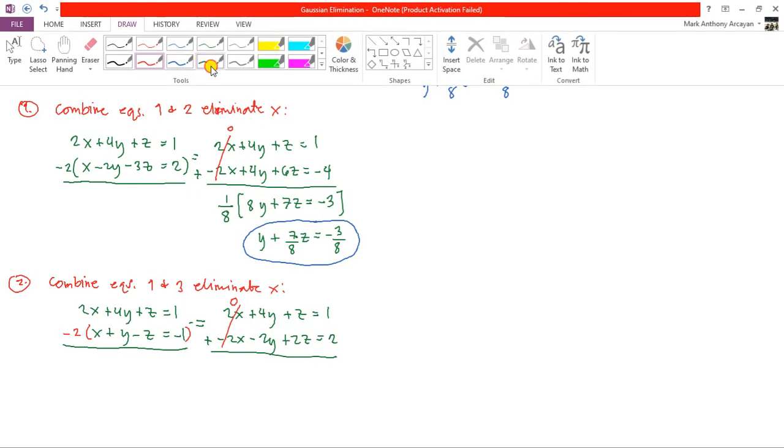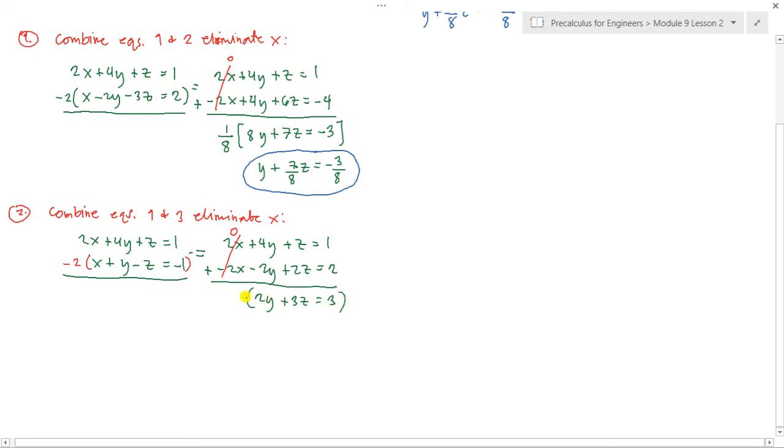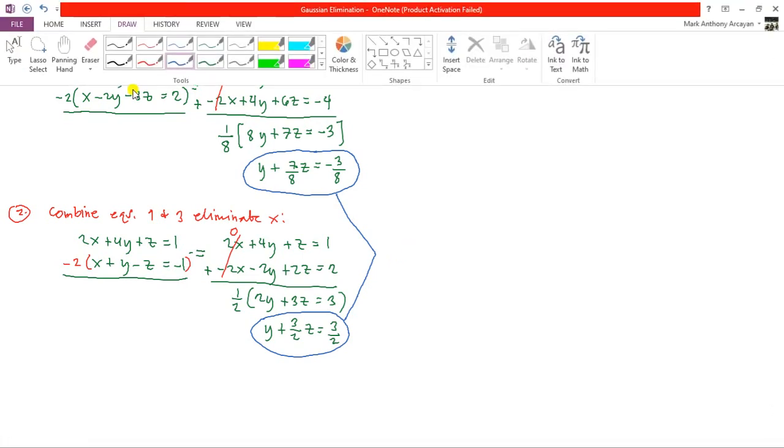And then, simplifying the rest of the equation, mahimo na ni siya og 2y plus 3z is equal to 3. And since we are after y na lang, we can multiply both sides by 1/2. This would now become y plus 3/2 z is equal to 3/2. So these two right here, since we already have equations that only contain y and z, then we can pair these two para makasolve na ta sa z.